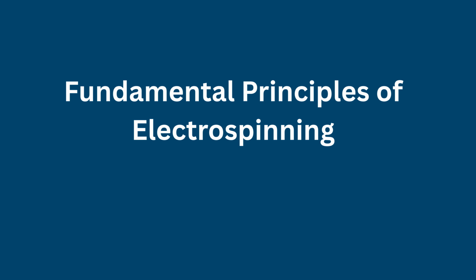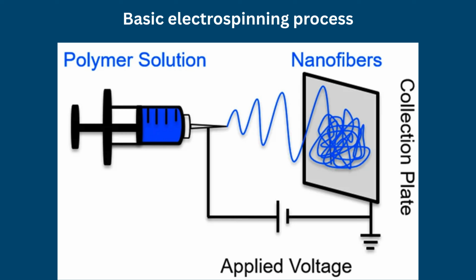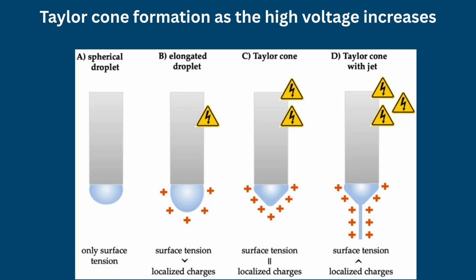Fundamental principles of electrospinning. Electrospinning is governed by electrohydrodynamic principles in which electrostatic forces overcome the surface tension of a polymer solution or melt. In a typical process, a polymer solution is introduced through a spinneret and subjected to a high-voltage electric field established between the spinneret and a collector. As the electric field intensifies, charges accumulate at the surface of the liquid, deforming it into a conical structure known as the Taylor cone.